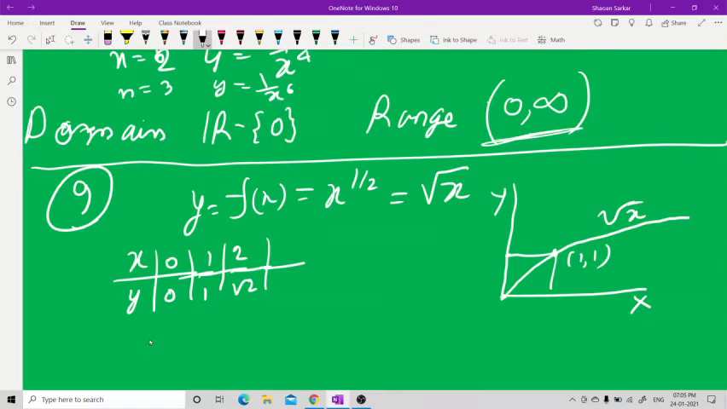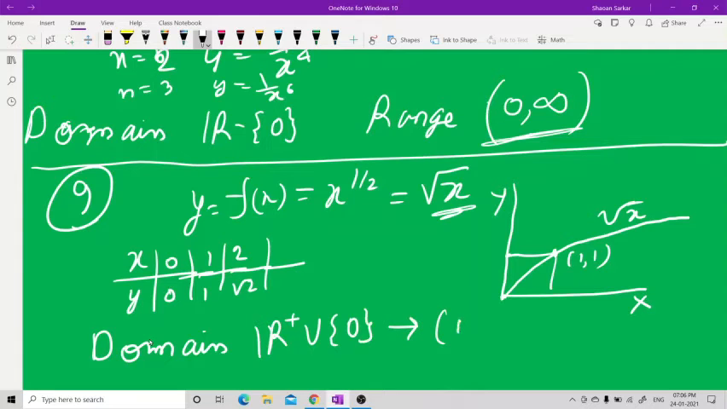Now you can guess the range. You can guess the domain also. You cannot take negative numbers for x. So your domain is R plus union 0, which you can also write as 0. You can take 0 here. The 0 is allowed. So this will be a closed interval 0 union infinity. So now this is the domain.